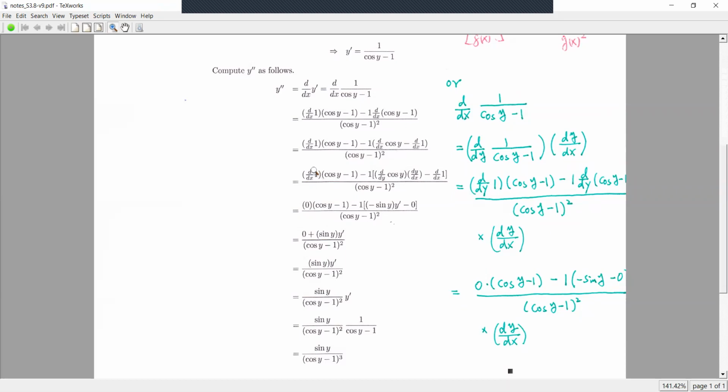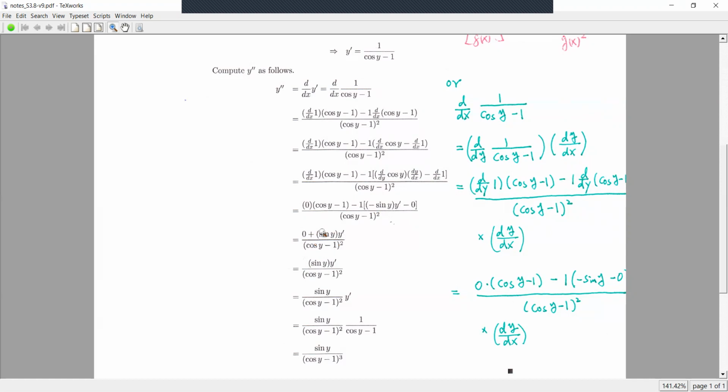Now, derivative of 1 is 0. Derivative of cosine of y with respect to y is negative sine of y. And derivative of 1 is 0. Then I have this equation. 0 times cosine of y minus 1 is 0. Negative 1 times negative sine of y times y prime is positive sine of y times y prime.